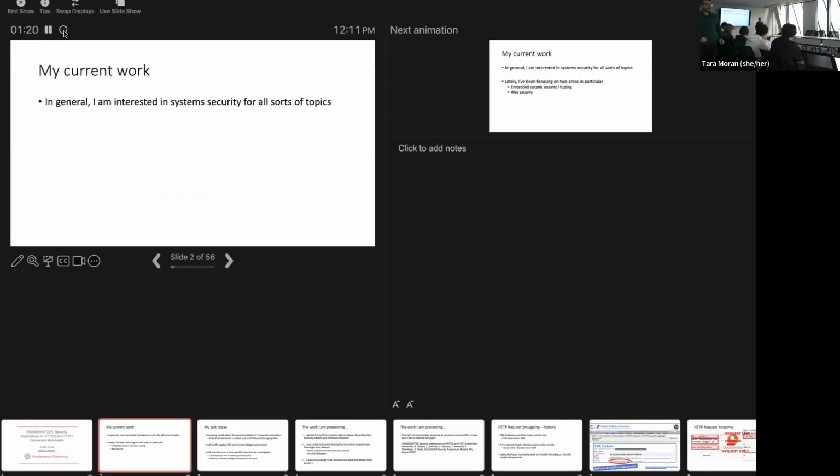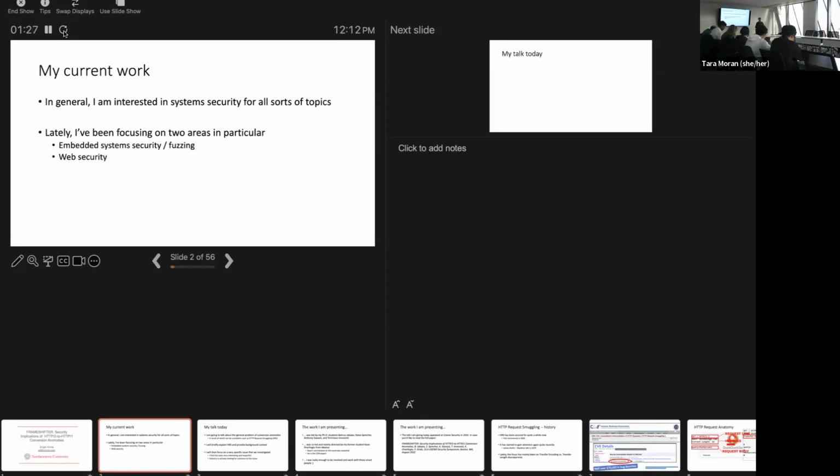As Gianluca said, in general, I'm interested in system security for all sorts of topics. If it's practical, typically there are no formulas in it because I'm not smart enough for formulas. Lately, I've been focusing on main areas. One of them has been embedded system security and fuzzing. But I've always been interested in web security. When my students came up with these areas and said, hey, this looks interesting, we'd like to work on this, I was skeptical at first because I thought this is nothing super new, but it ended up in a number of papers. So I just selected one, which is a Usenix paper, I'm going to be talking about.